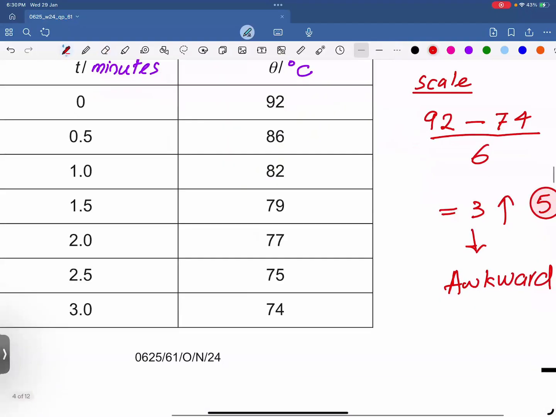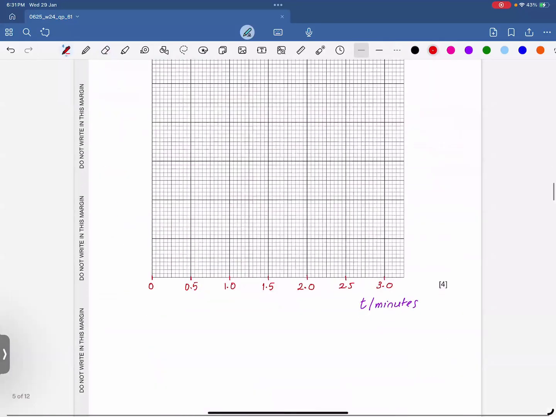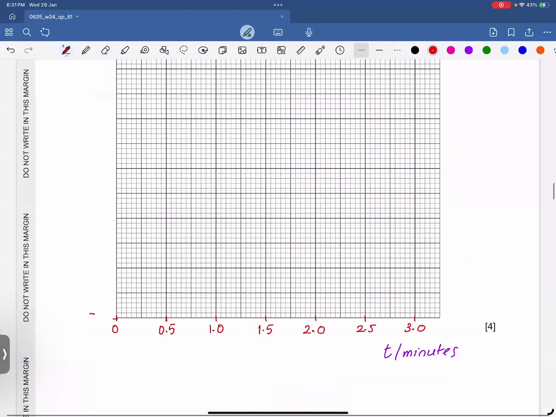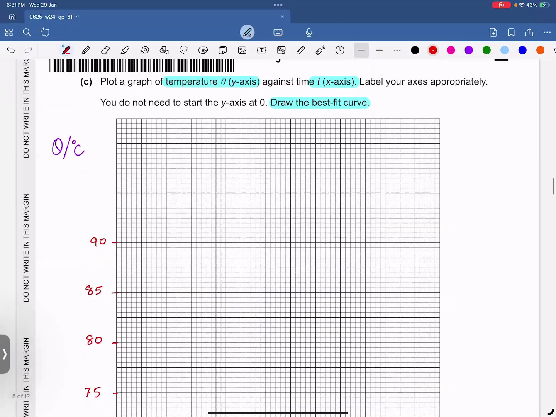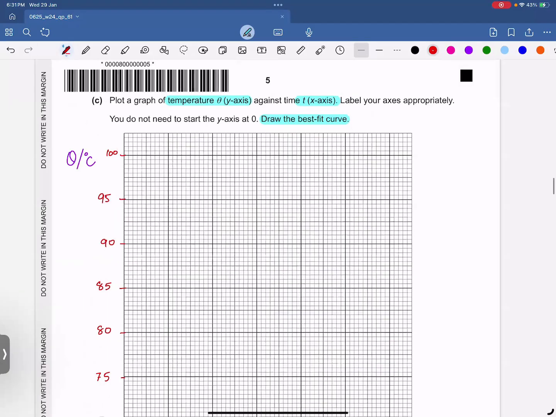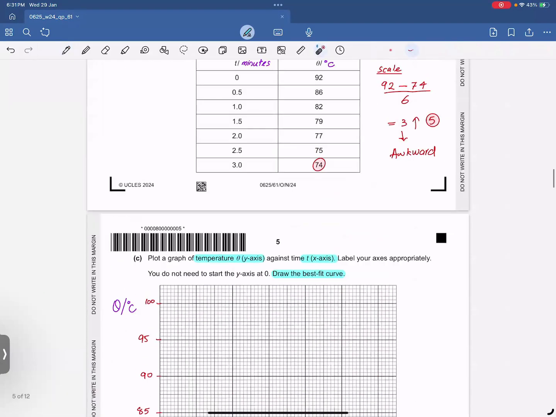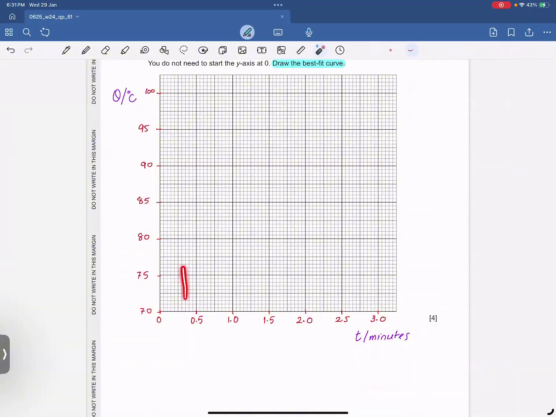I will start from smaller than smallest. Smallest is 74. I can start with 70. So 70, 75, 80, 85, 90, 95. Please continue the scale on. Okay, let's see. Are we covering more than 50%? Certainly. 74 to 92. It is covering more than 50% of the grade. The Cambridge rule is more than 50%, not more than 70%.